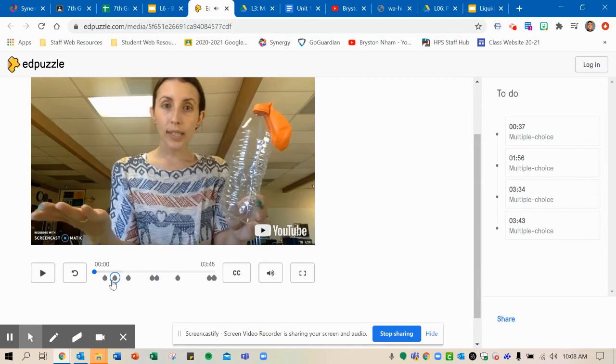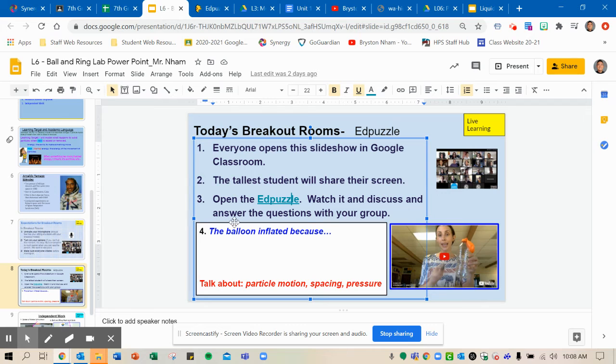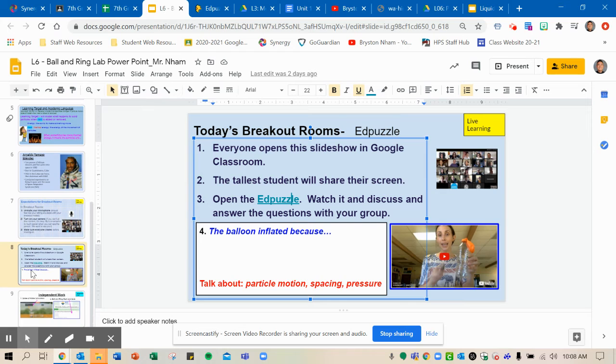At each point, there are different questions that you might need to answer for multiple choice. Please answer those as you go. Okay. And once you are done watching that lab, the next thing you are going to answer is, why did the balloon inflate? Okay. And you're going to talk about particle motion, spacing, and pressure. You can answer that right here in this box.